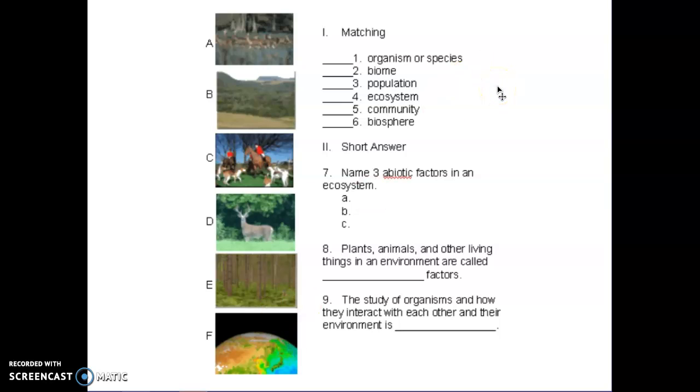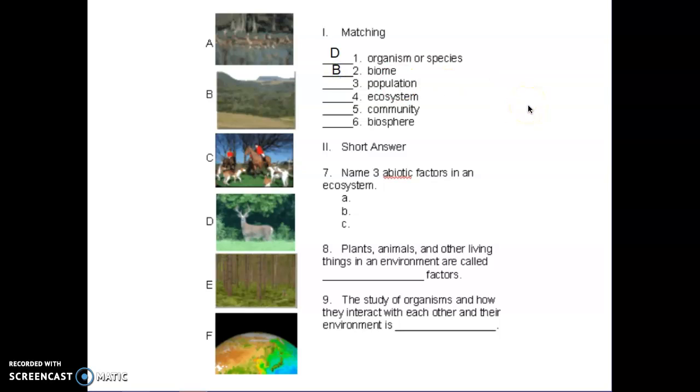So what would be a good example for an organism? Remember, you're looking for one particular thing. So I think that would be D. So I'm going to put a D over here. Okay. How about a biome? Remember, a biome is a region of the earth that has specific characteristics. So I think that could either be E or B. Okay, but what I want you to remember, a biome is bigger than an ecosystem, so I want you to zoom out, like if you could take a camera and zoom out. So I think B would be the best option for biome.